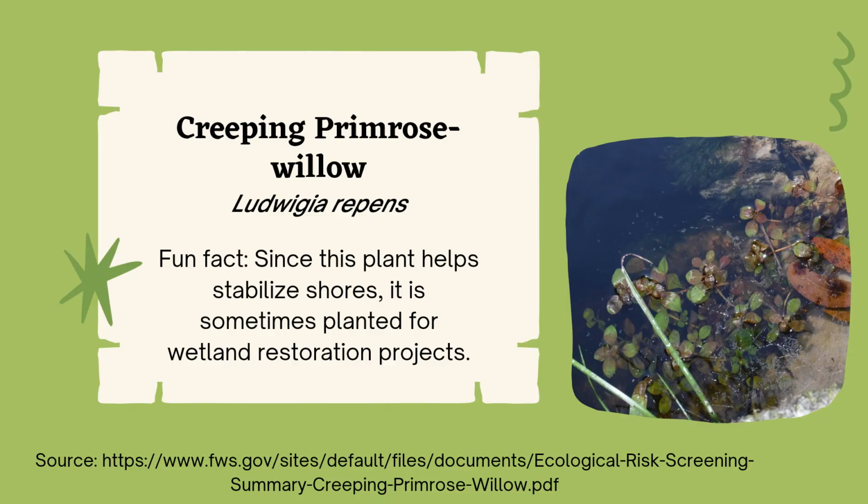This is creeping primrose willow or Ludwigia repens. So they have small, opposite leaves with a green-red coloration, and they are found in freshwater ecosystems. And since this plant helps stabilize shores, they're found in both the shore and the water. It is sometimes planted for wetland restoration projects.